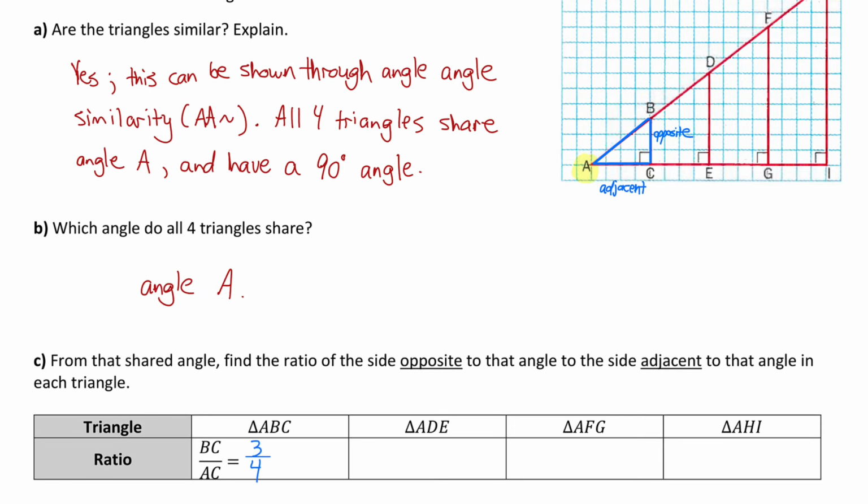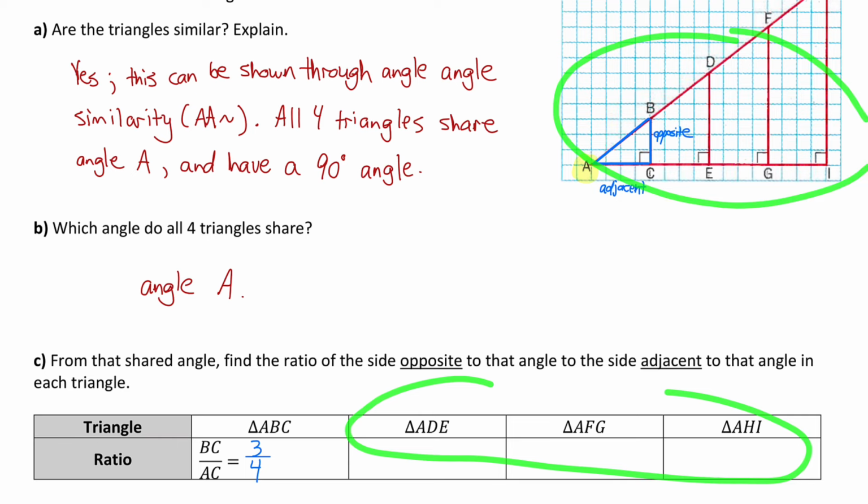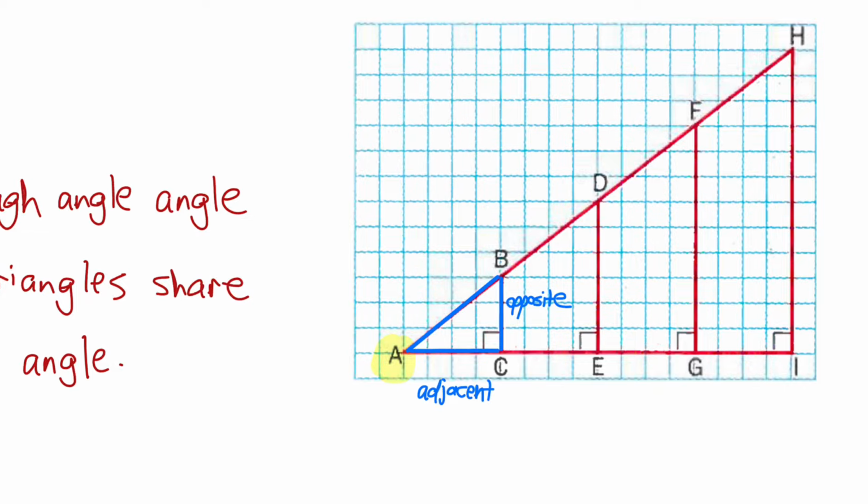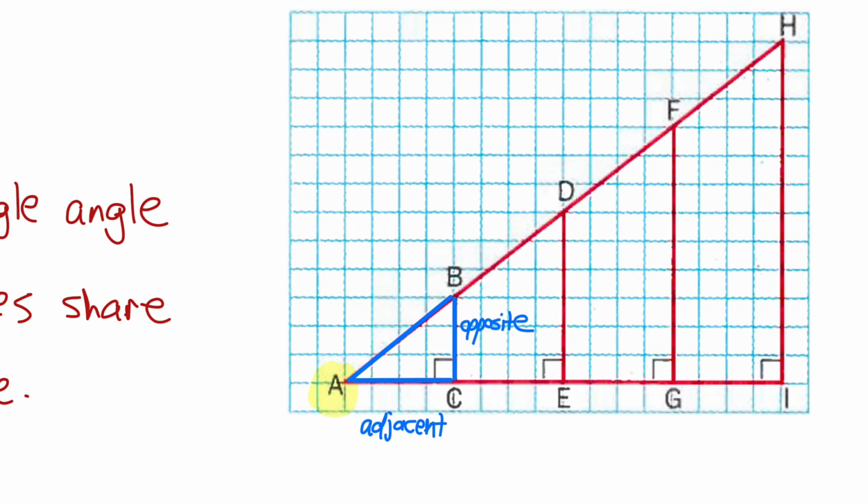Now what we're going to do is repeat that same process of doing the opposite side divided by the adjacent side for the next 3 triangles in our diagram. So let's do triangle ADE next. I'll zoom in on this diagram, and I'll outline triangle ADE. From angle A, the opposite side is going to be the one across the triangle, side DE. And the adjacent side is the one touching angle A, but not the hypotenuse, which leaves this side right here, AE, as the adjacent side.